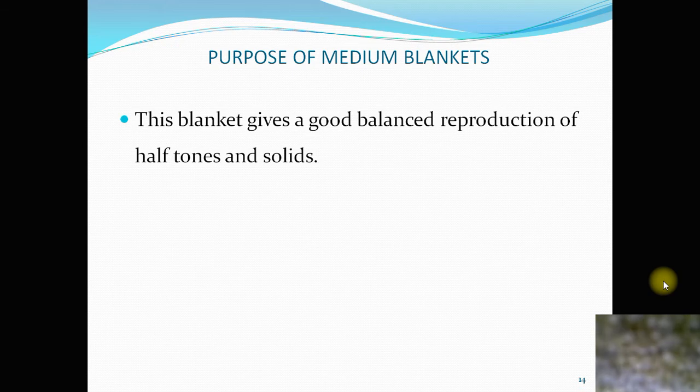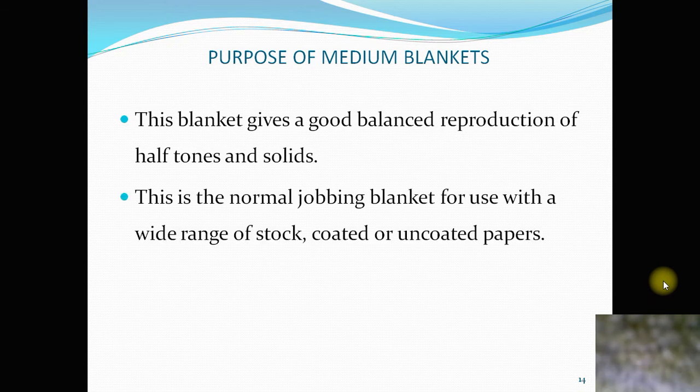Then, this blanket gives a good balance in the production of soft tones and solids. For solid production, soft blankets must be used, but medium blankets can reproduce even soft tones and solids. This is the normal jobbing blanket, used with a wide range of soft, coated or uncoated fabrics.